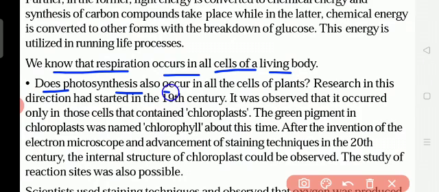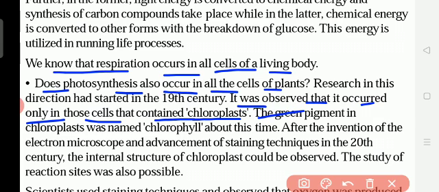Does photosynthesis also occur in all the cells of the plants? No, it will not occur. For photosynthesis, to prepare the food, what do they first need? They need the chloroplast. In the 19th century they found out that in the roots, stem, everywhere, the plant cannot prepare the food. It was observed that it occurred only in those cells that contained chloroplast.